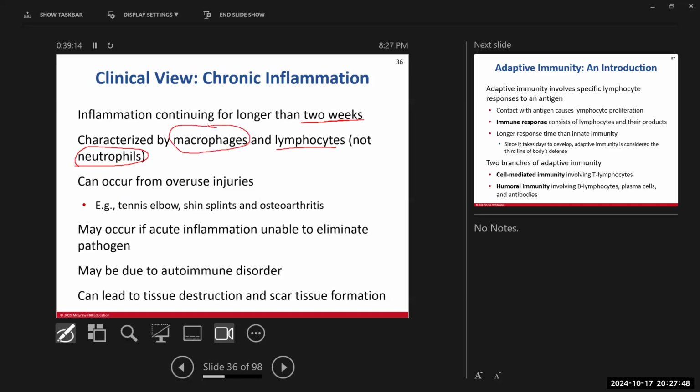So they're going to be doing their part for the immune response, but also they're going to be chewing up cell debris and kind of cleaning up the spot.